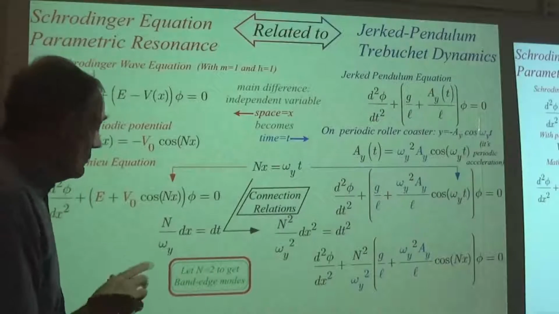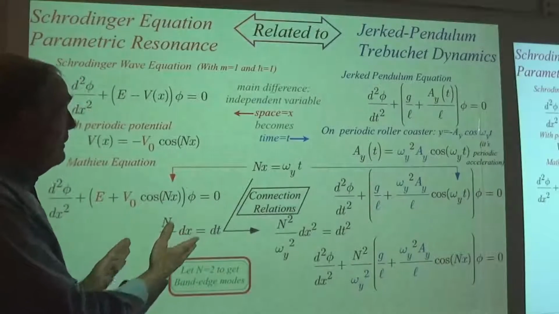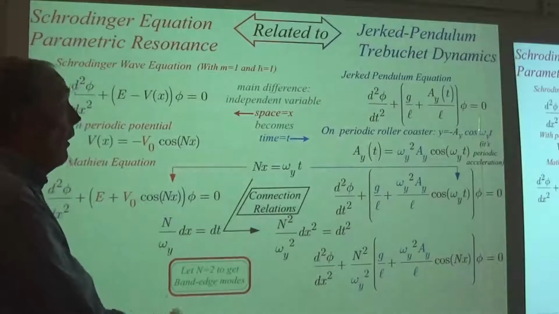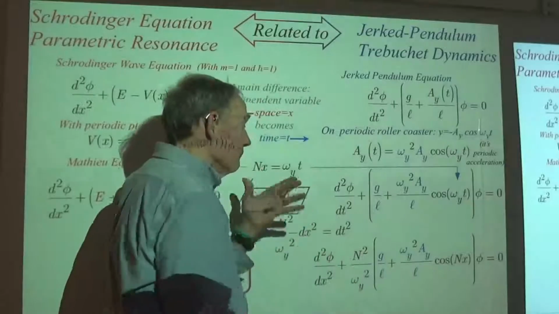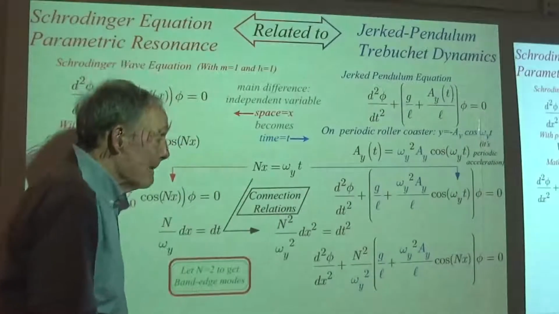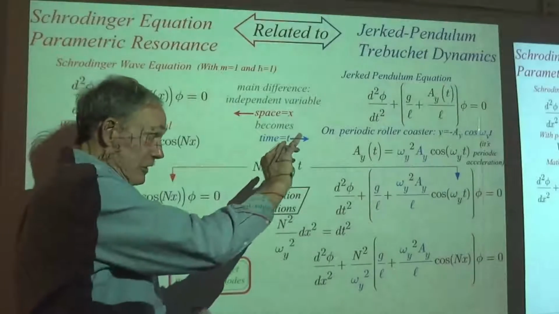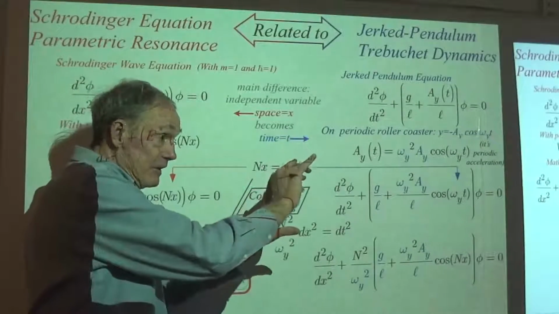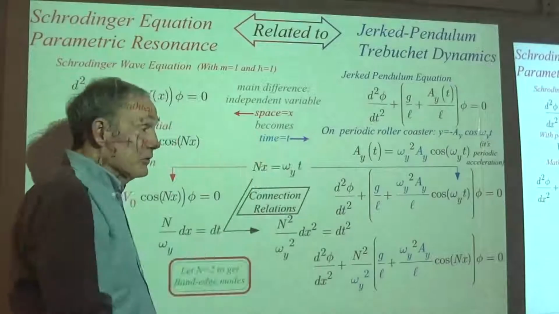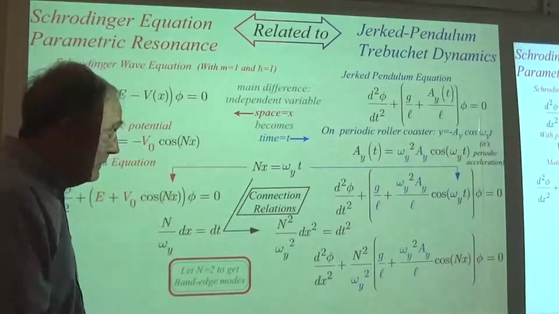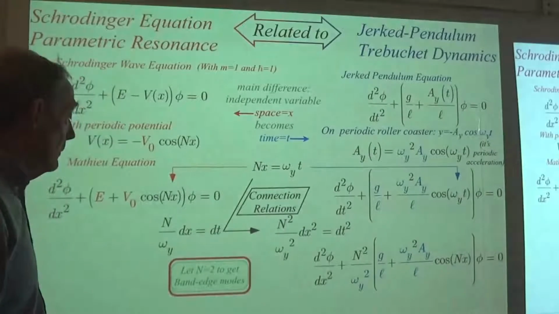Now, one of the things we're going to get by solving this equation, Mathieu's equation in time, are energy bands and energy gaps, which you see in solid-state physics at any number of dimensions. We just have one dimension to play with in the independent variable.